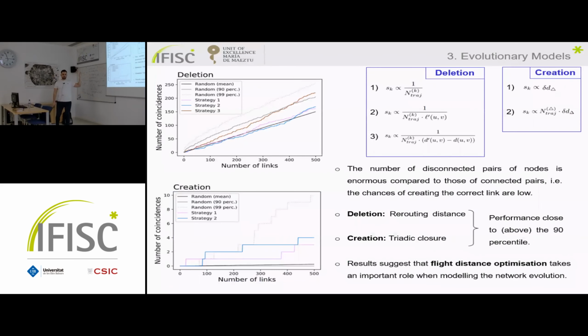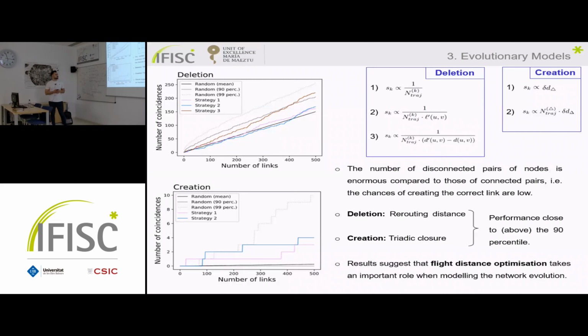So here I present the results as the number of positive coincidences as a function of the number of modified links. With different colors, I present the different strategies, and the black line corresponds to a completely random strategy. First of all, we observe that the number of coincidences for deletion is much higher than those for creation, since the total number of unconnected pairs is much higher than the already existing links. Besides, the best strategies were strategy 3 for the deletion case and strategy 2 for the creation case, based respectively on using the rerouting distance and triadic closure.